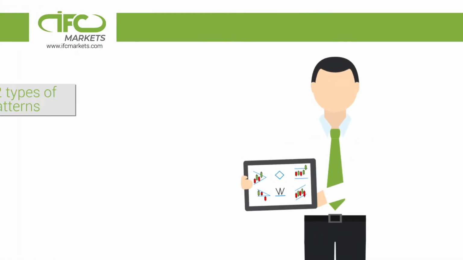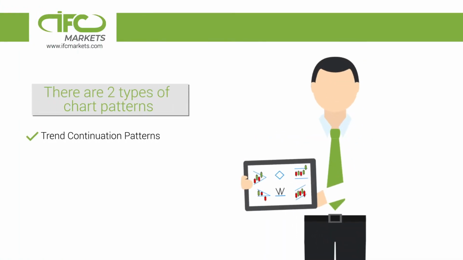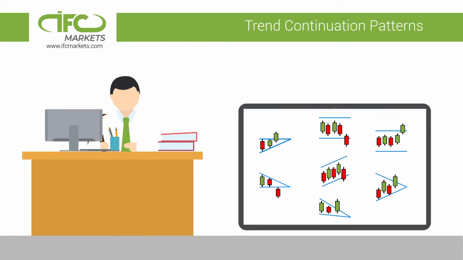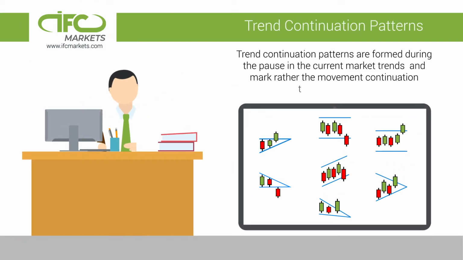There are two types of chart patterns: trend continuation patterns, trend reversal patterns. Trend continuation patterns are formed during the pause in the current market trends and mark rather the movement continuation than its reversal.